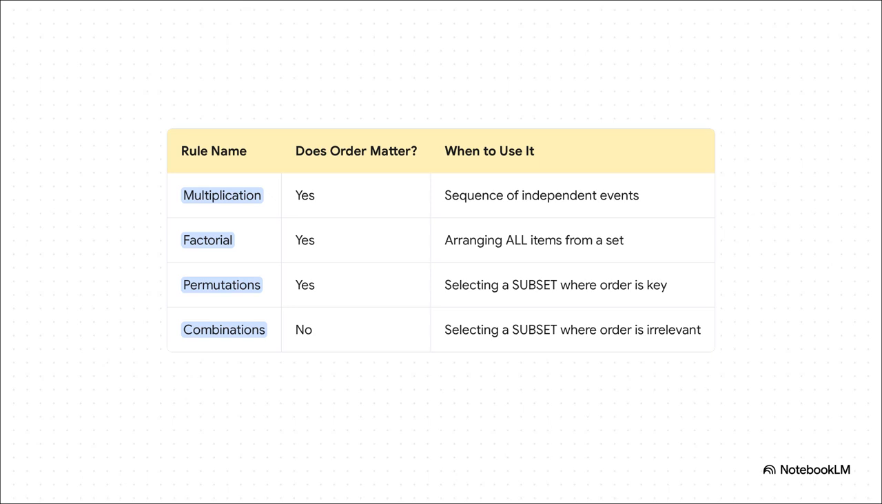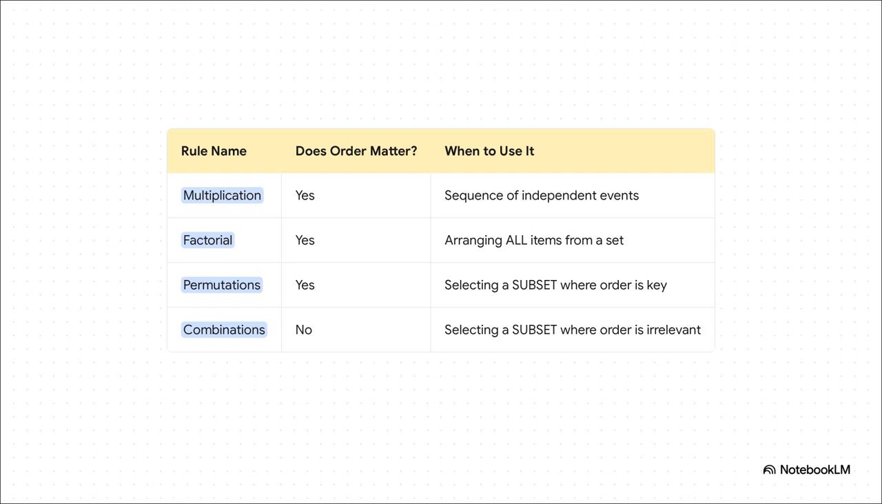Okay, let's do a super quick recap. Think of this table as your decision-making guide. To pick the right tool from the toolkit we just built, you just need to ask yourself one simple question. Does order matter? If it does, you're looking at a multiplication, factorial, or permutation problem. If order doesn't matter, you know it's a combination.